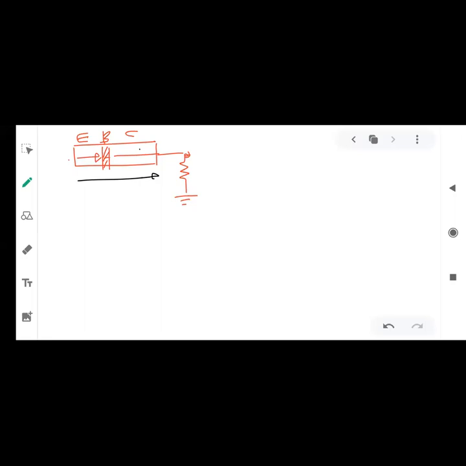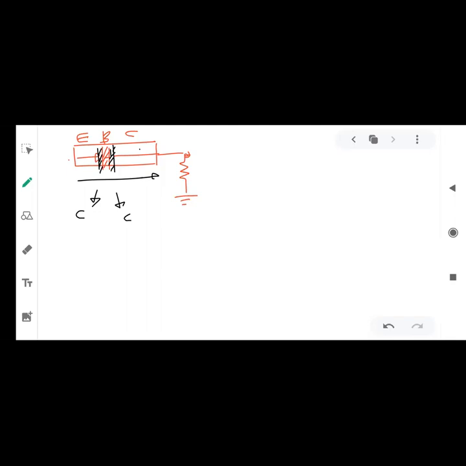Now, while traveling, this electron is going to face the first depletion region, that is between base and emitter. Then the second depletion region, that is between base and collector. So this depletion region forms what? C, capacitance. So capacitance has developed.